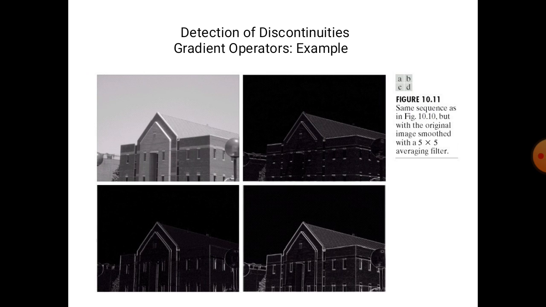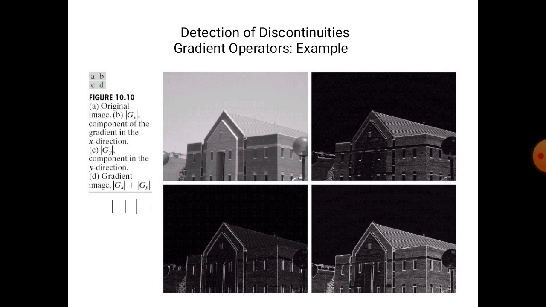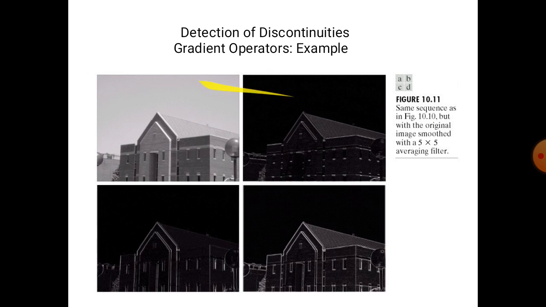Here this figure shows the same sequence of images as before, but with the original image smoothed first using a 5 by 5 averaging filter. So the response of each mask now shows almost no contribution due to the bricks, with the results being dominated mostly by the principal edges.